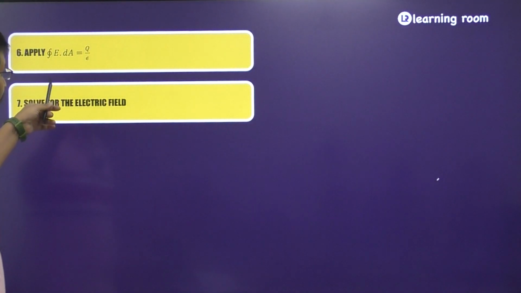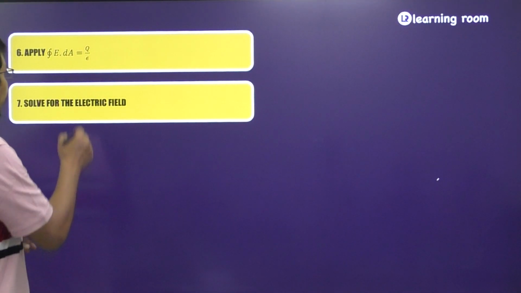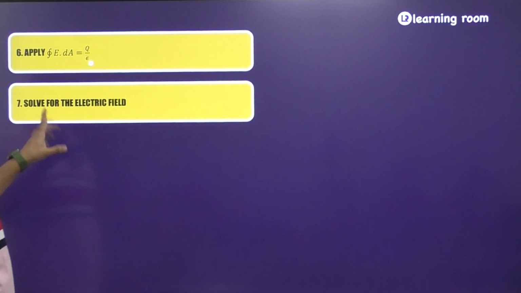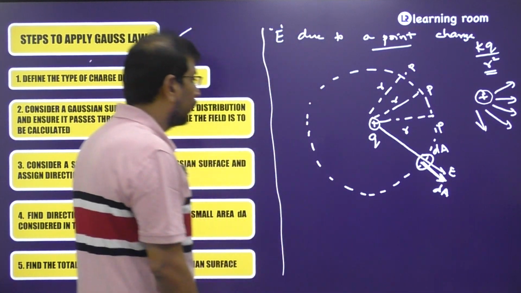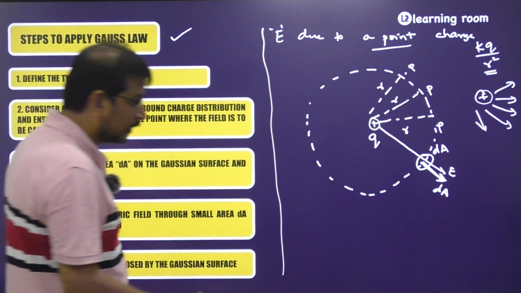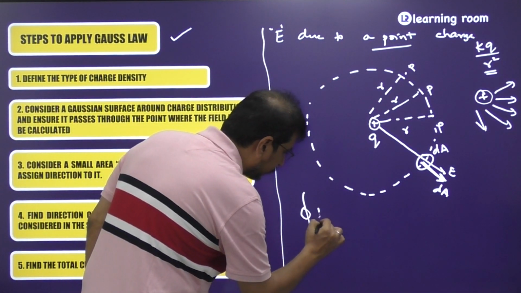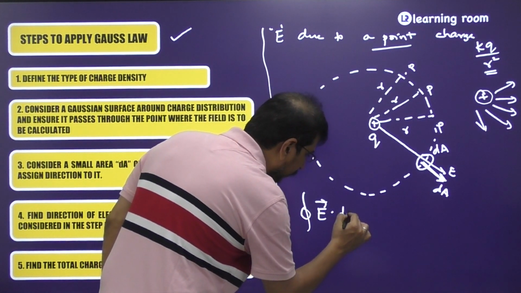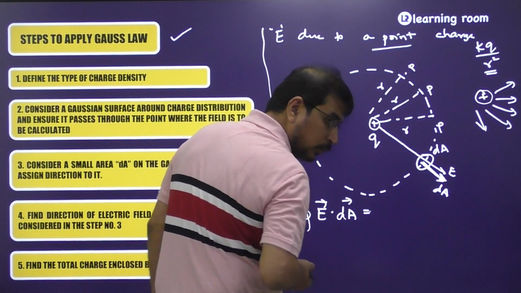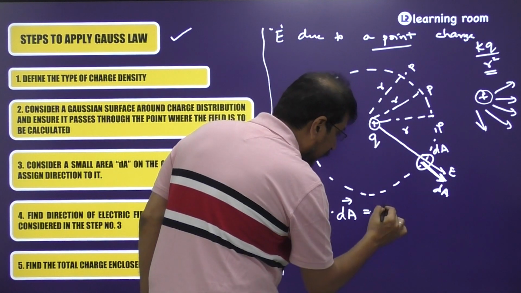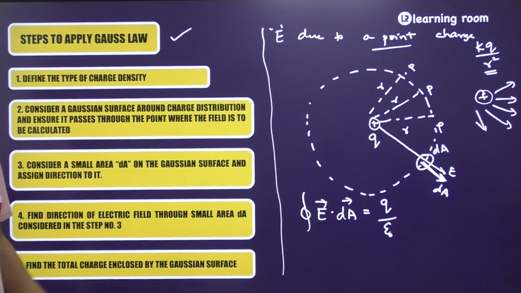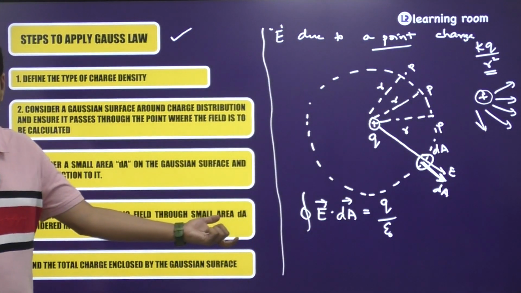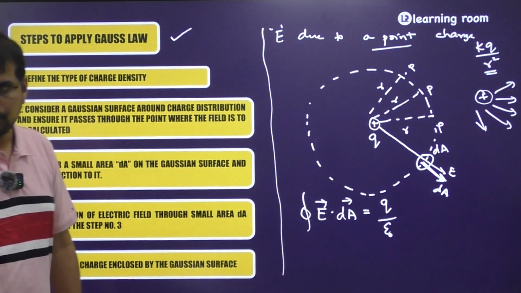Fifth step, right? The next two steps: apply the surface integral of E dot dA equal to Q divided by epsilon naught, and solve for the electric field. So we are almost at the end. The surface integral of E vector dot dA vector is equal to the charge enclosed divided by epsilon naught. What did I apply here? Basically, Gauss law. The total electric flux is equal to 1 by epsilon naught times Q.